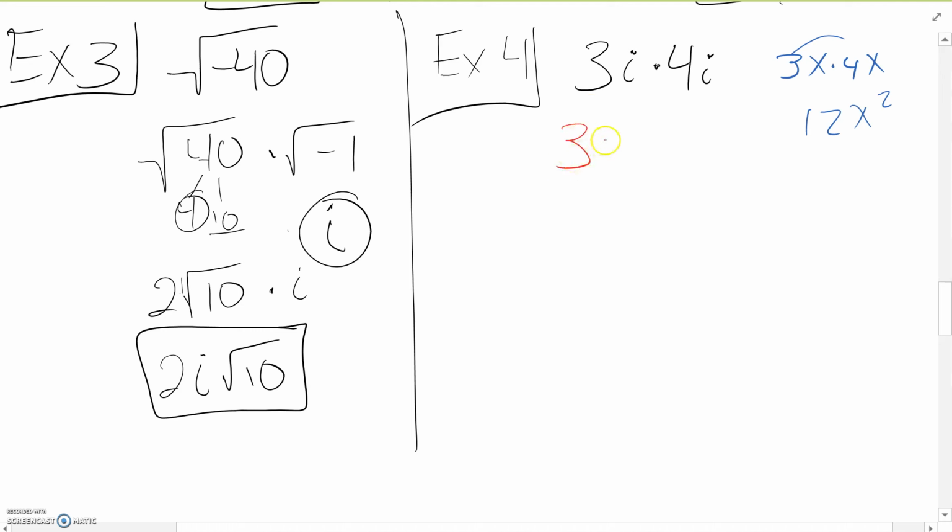This is 12i squared. But then we have to notice that this guy has a power greater than 1. So we have to simplify. I can't stress that enough. People lose a lot of points on tests and quizzes because of things like that. You have to simplify this.